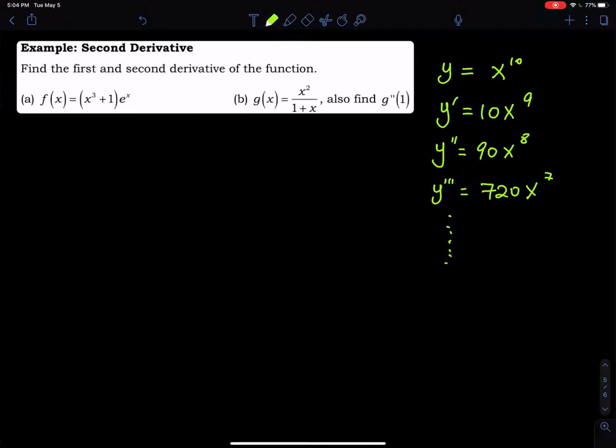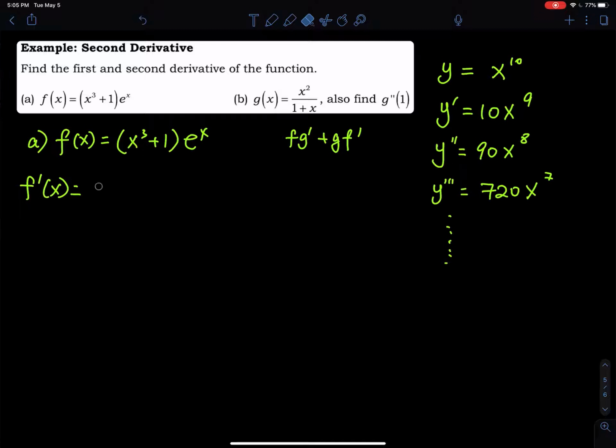Find the first and second derivative of the function. So A, we have f of x equals x to the third plus 1, times e to the x, and then f prime of x. Ooh, what's the product rule? The product rule is f g prime plus g f prime, right? I will remind you every single time, but no one will remind you this on your test.